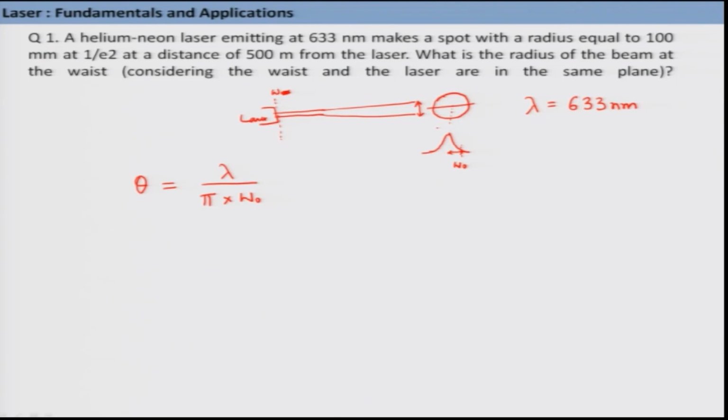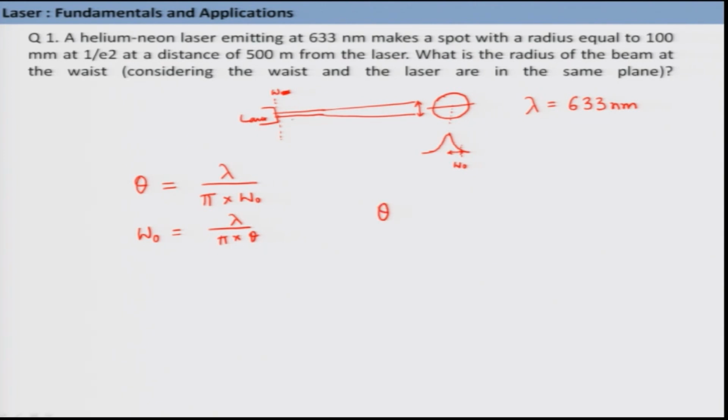So, how do we know what theta is? Let me first rearrange this one. We need to find out this omega 0, that is equal to this. Now, what is theta? Theta is in radian.